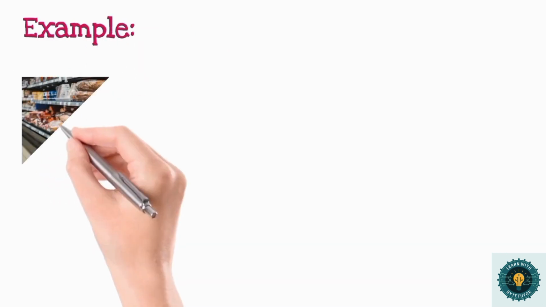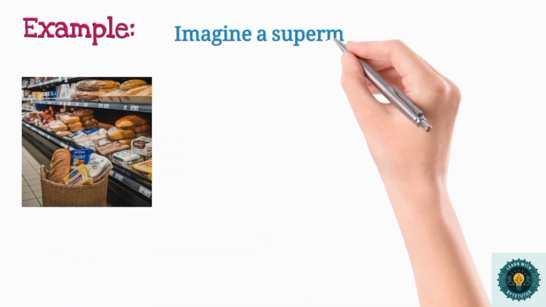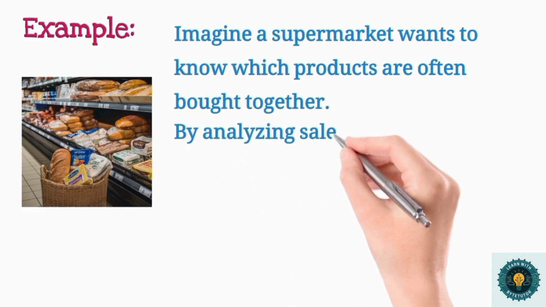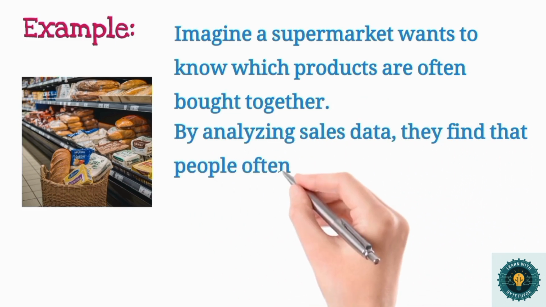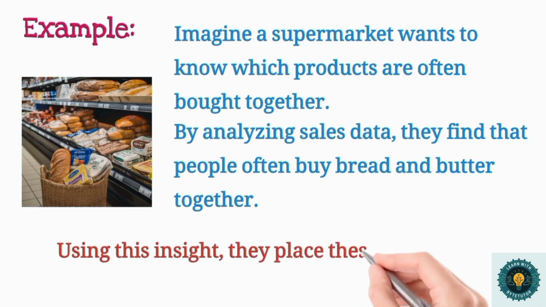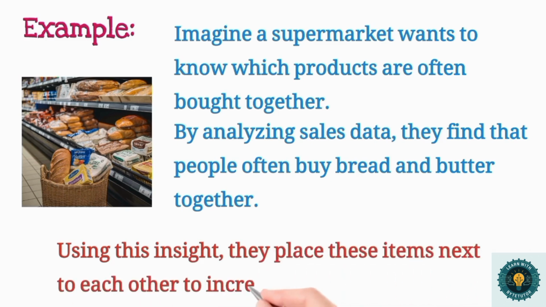Example: imagine a supermarket wants to know which products are often bought together. By analyzing sales data, they find that people often buy bread and butter together. Using this insight, they place these items next to each other to increase sales.